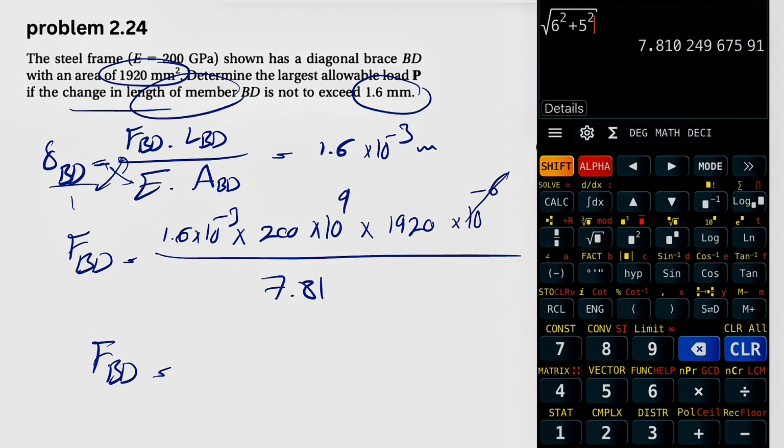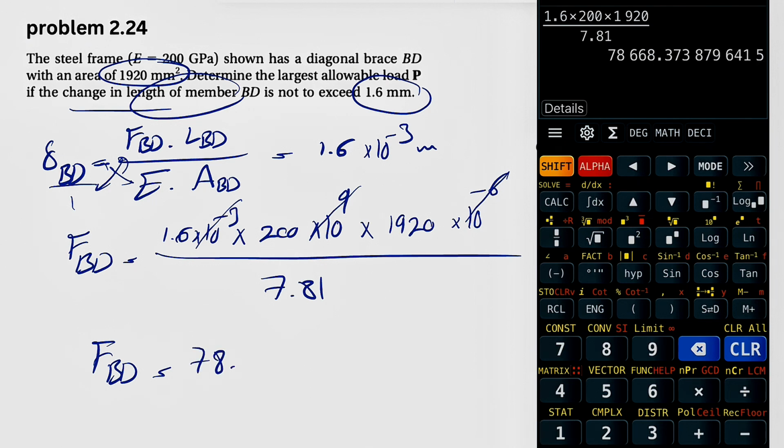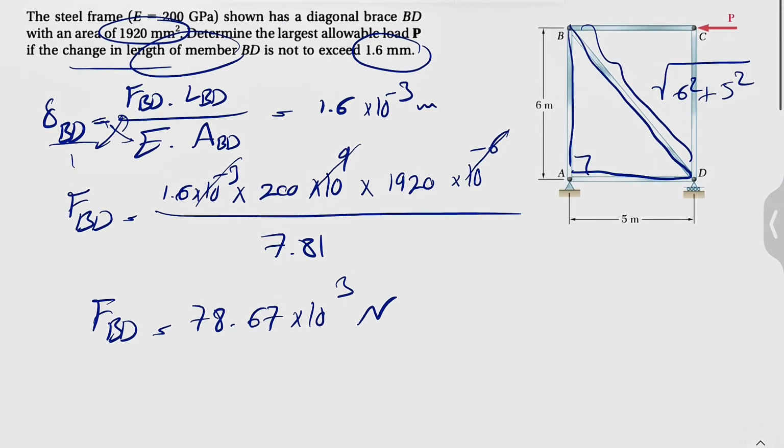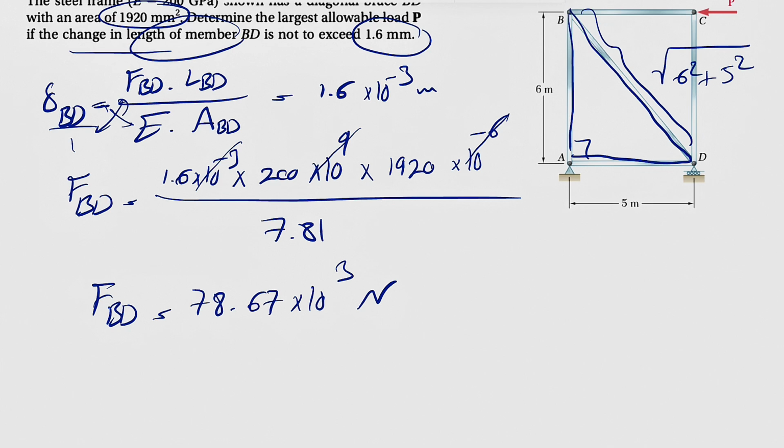So now we can find the force in member BD. Let's see what we get. So these will all cancel out. So basically we're going to have 1.6 times 200 times 1920 over 7.81. So that's going to be 78.67 times 10 to the 3 newtons. And now we have the force in member BD.